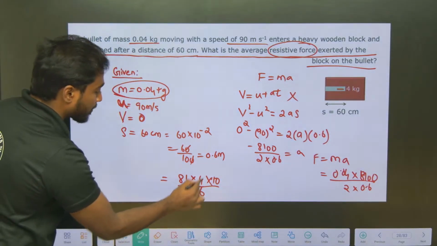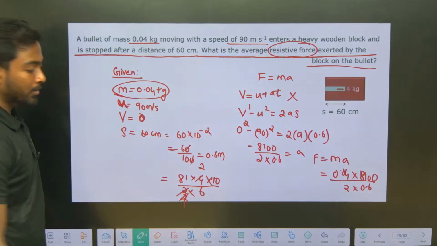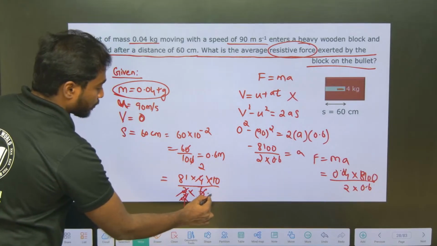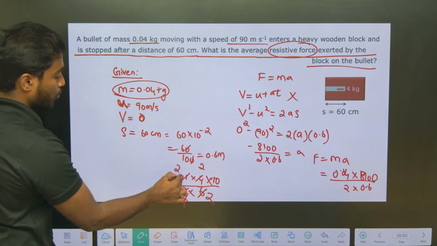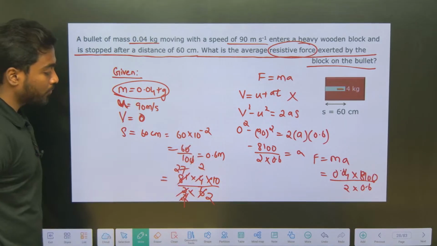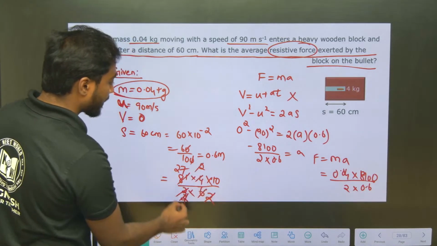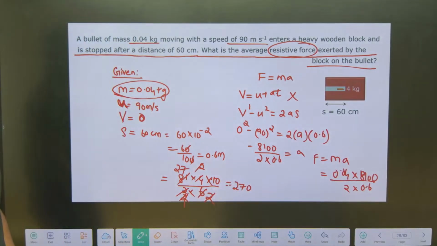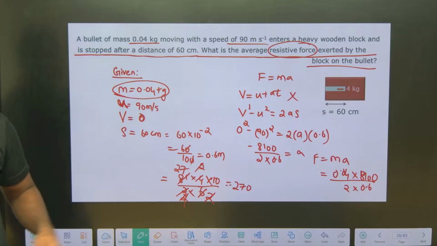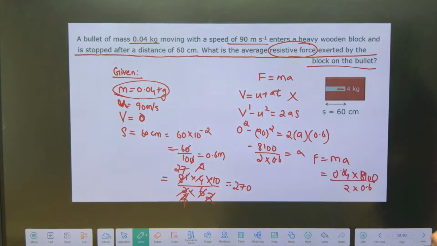So, this is 2 times, and this is 2 times, and what remains is 27 times. So 27, and these 2s will get cancelled. Minus 270 is the resistive force. Yes. So this is how we will solve the questions.